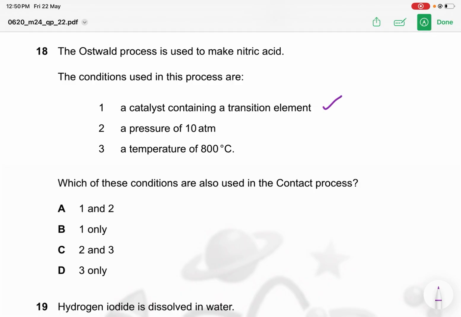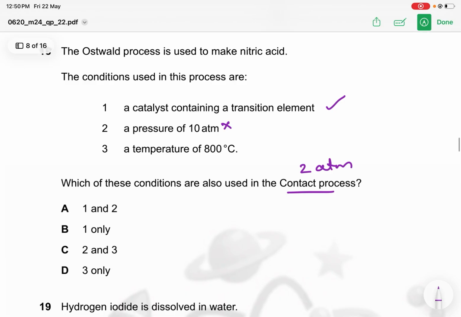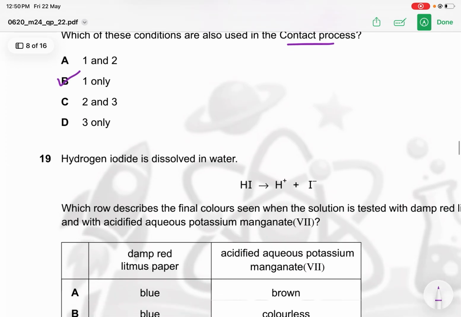So yes. And for the pressure of 10 atmosphere, in contact process we use 2 atmospheric pressure, so this is not matching. Also we use 450 degrees Celsius temperature, so even this is wrong. So only one condition matches here, which is the catalyst, that is 1 only.